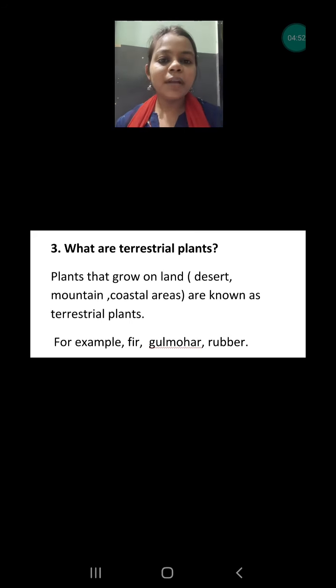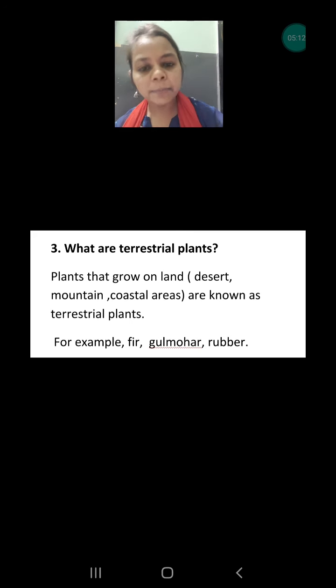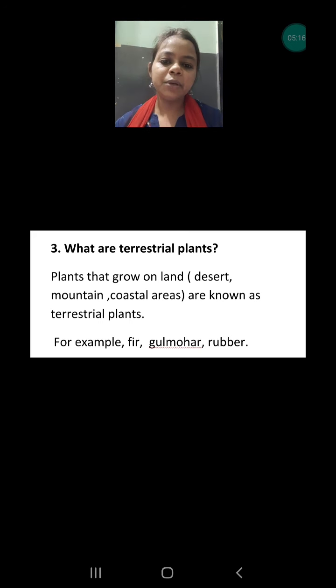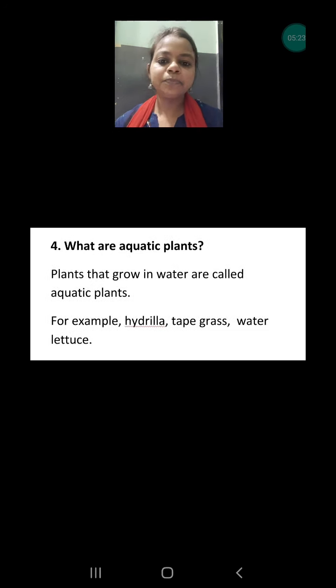So one more time let's read this answer. Plants that grow on land are known as terrestrial plants. It is not necessary to write the desert, mountain, coastal area in the bracket, but I have written them only to make you understand. What are the examples? Examples are fir, which is the mountain tree, gulmohar, which is the plain plant, and rubber, which is again the evergreen plant. These all are examples of terrestrial plants. You can give different types of examples, as per your convenience.